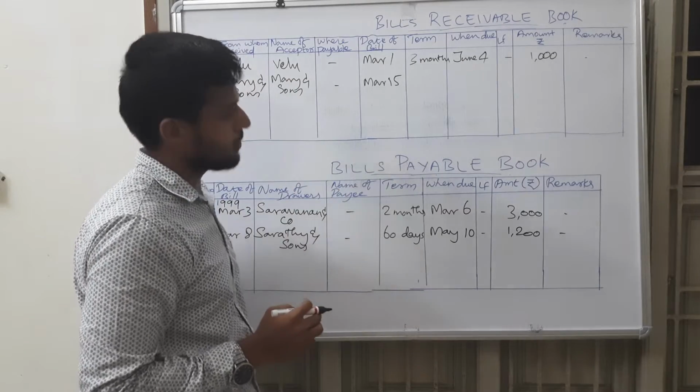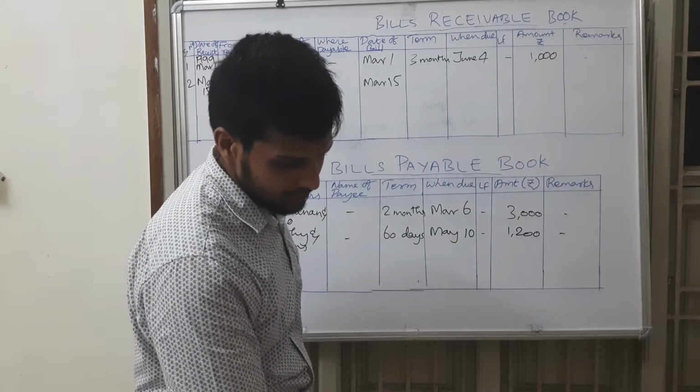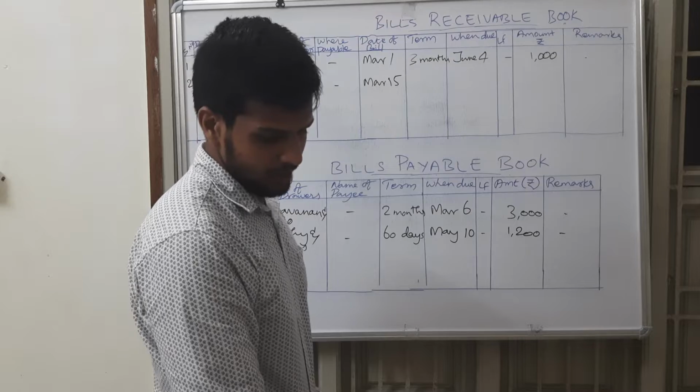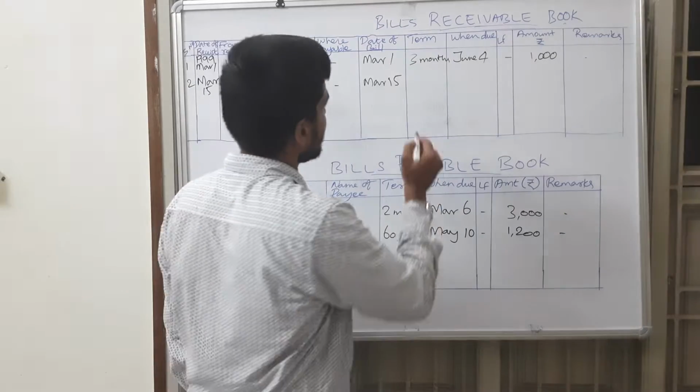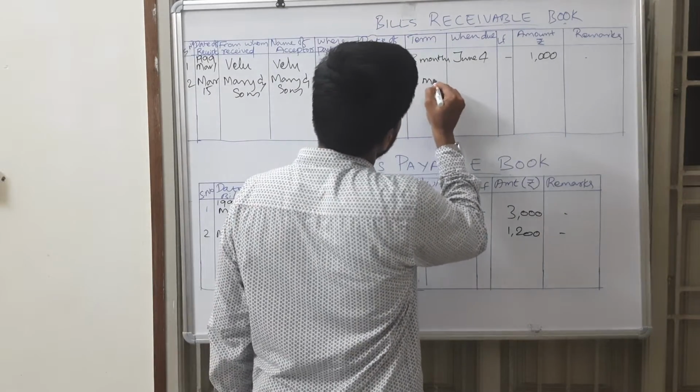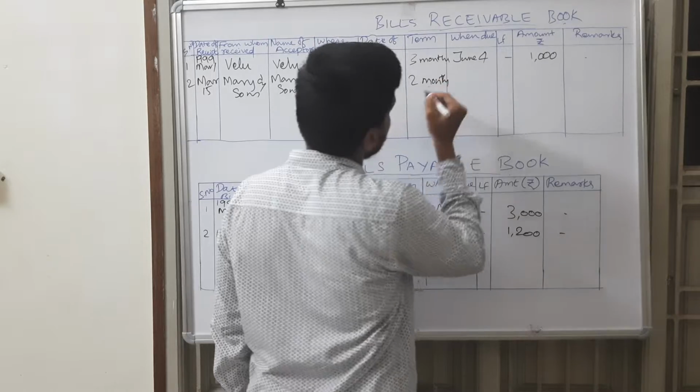And what is the term of the bill? The transaction says that from Mary and Sons for 2 months. The term period is 2 months, right?